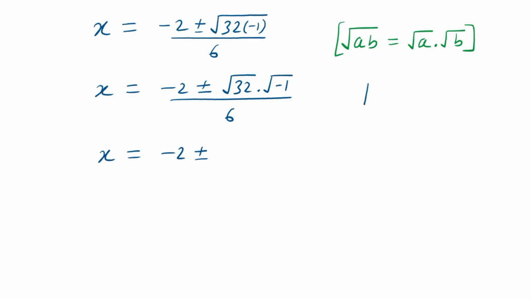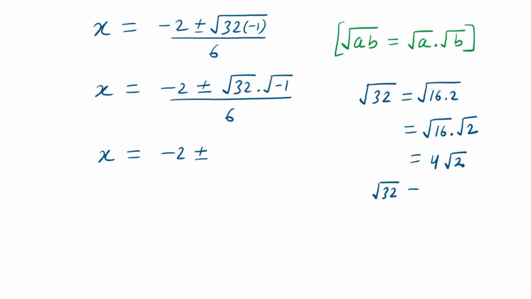Then x is equal to minus 2 plus minus square root of 32. We know that square root of 32 is the same as square root of 16 times 2, and this is the same as square root of 16 times square root of 2. The value of square root of 16 is 4, so square root of 32 is equal to 4 times square root of 2. So replace this square root of 32 by 4 times square root of 2, and square root of minus 1 is iota, divided by 6.